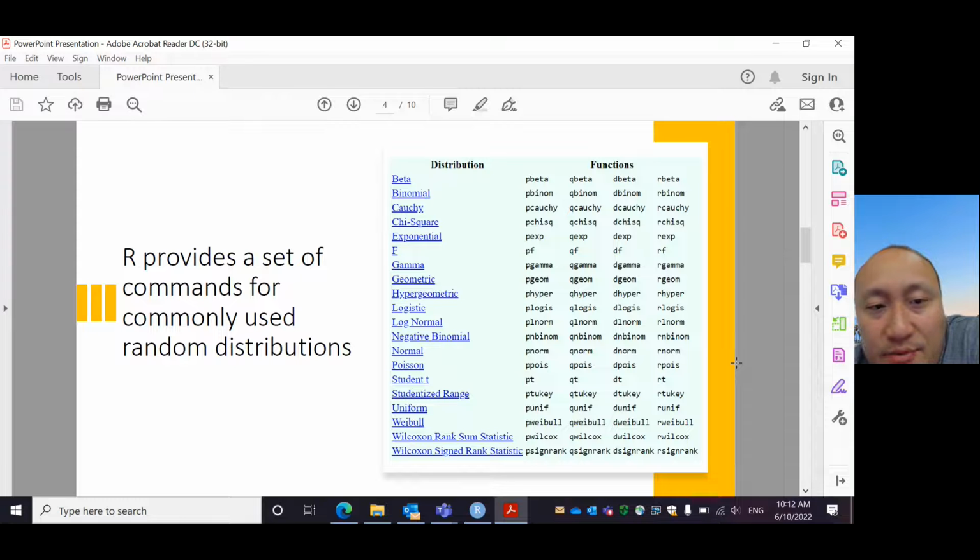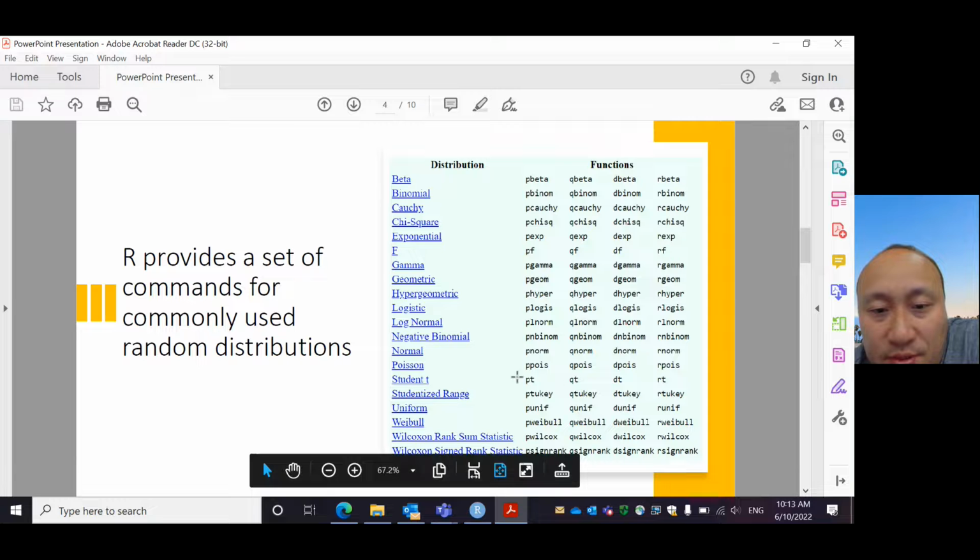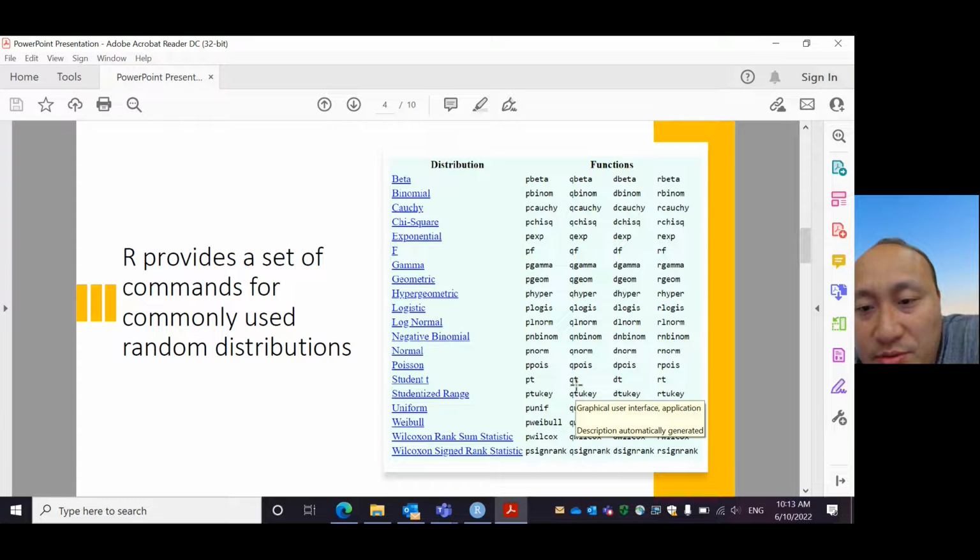R provides a set of commands for some commonly used random distributions. So here are the 10, 20 commonly used random distributions. Some are continuous, some are discrete. And for each of these random distributions, there are four types of functions, P, Q, D, R. For example, for the t distribution, Student's t distribution, the P function will be pt, and the Q function will be qt, and the other two are dt and rt.